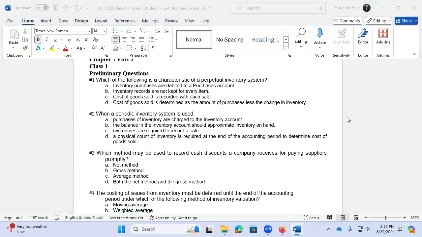Okay, so hopefully that's enough time for you to go through these. I like starting these early because it gives us a minute to get them ready to go. So in this chapter, we discuss two types of inventory systems, one being periodic and the other being perpetual. Essentially, it's how often you update your records. Periodic is generally per quarter or per year.